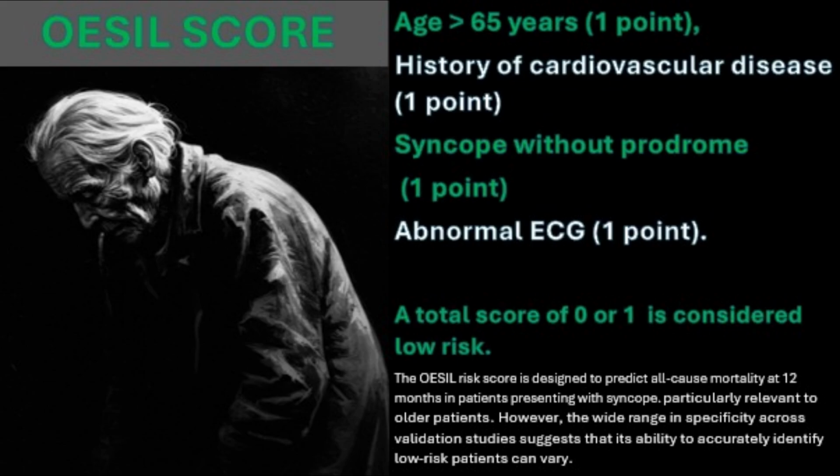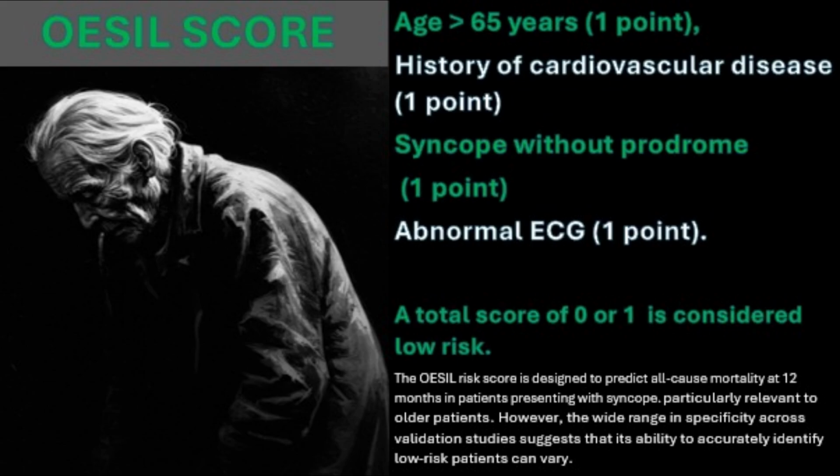OESIL Risk Score. The OESIL Risk Score is designed to predict all-cause mortality at 12 months in patients presenting with syncope. The score incorporates 4 criteria: age greater than 65 years, 1 point; history of cardiovascular disease, 1 point; syncope without prodrome, 1 point; abnormal ECG, 1 point. A total score of 0 or 1 is considered low risk.